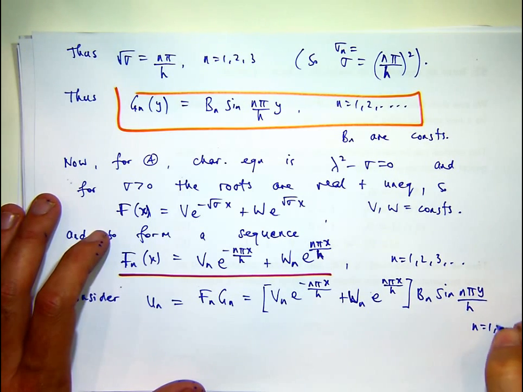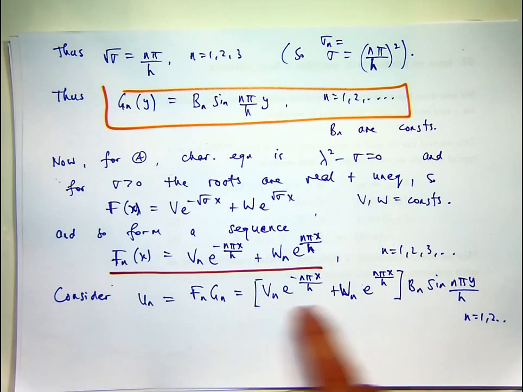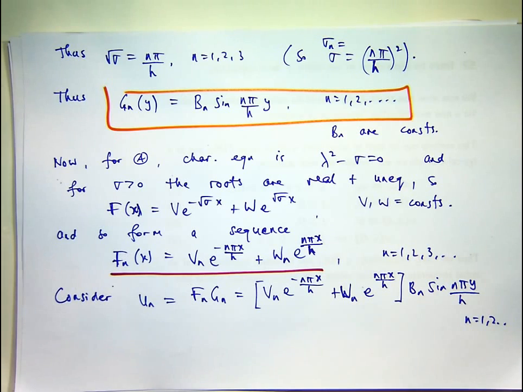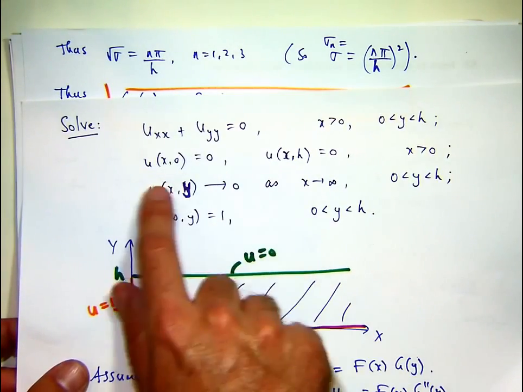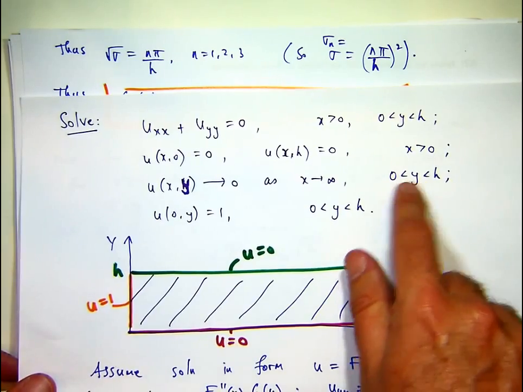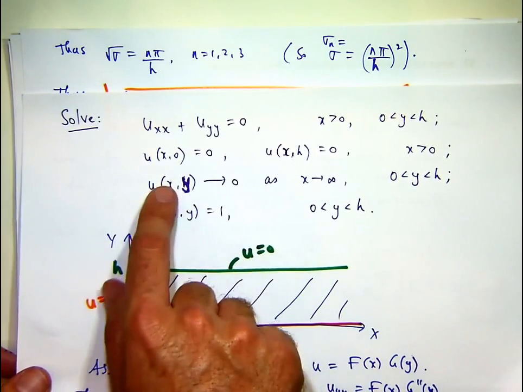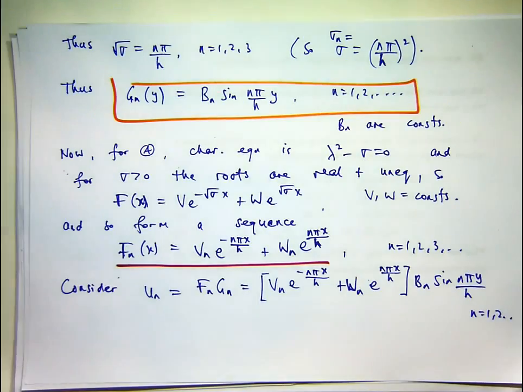Okay, this is for n equals 1, 2, etc. So how are we going to determine these constants, or the sequence of constants? Well, we haven't used this limiting condition yet. What it says is for each y between 0 and h, if we let x tend to infinity, the temperature, if you like, approaches 0.